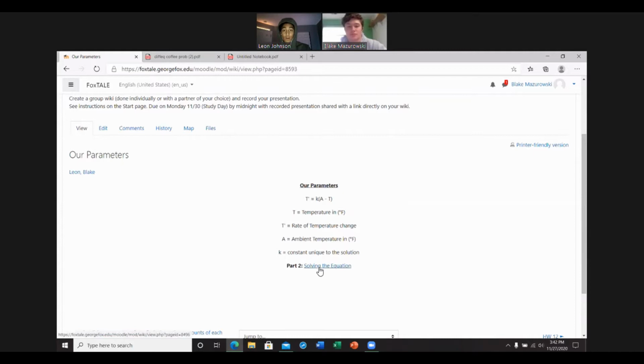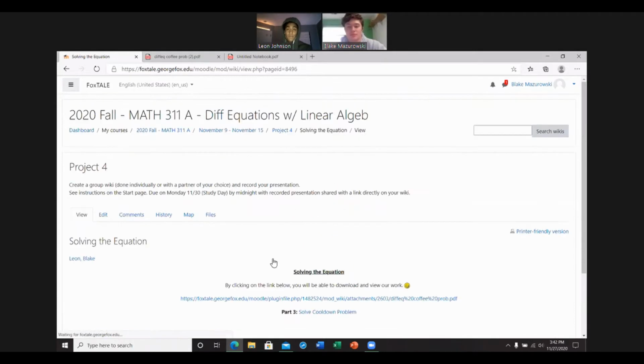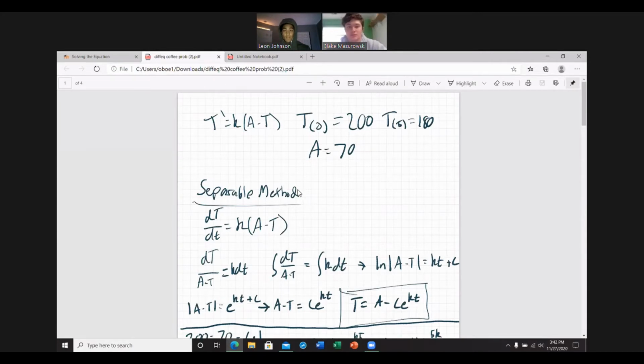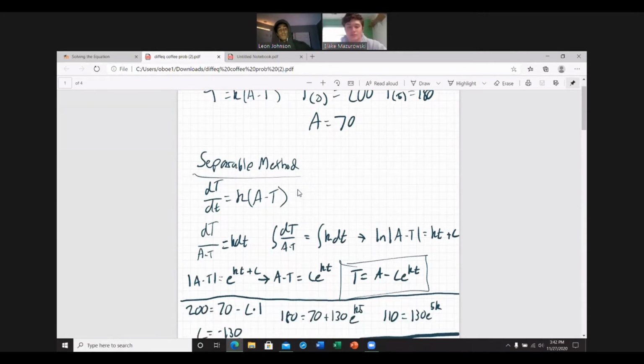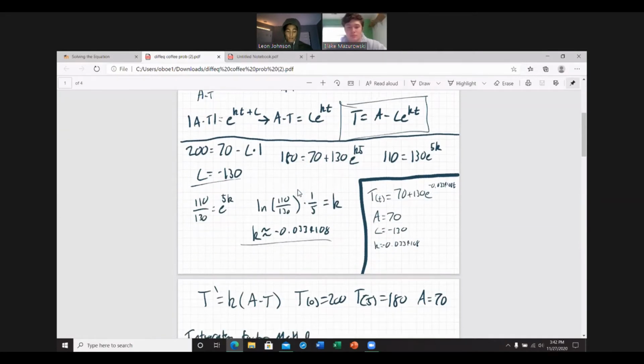I will then go on to part 2, which is us solving the equation. We first started with the separable method, and using the separable method, we solved until we got to T equals A minus CE to the KT. We then, using those conditions, solved for when the coffee first came out, it was 200 degrees Fahrenheit. Then after 5 minutes, it was 180 degrees Fahrenheit.